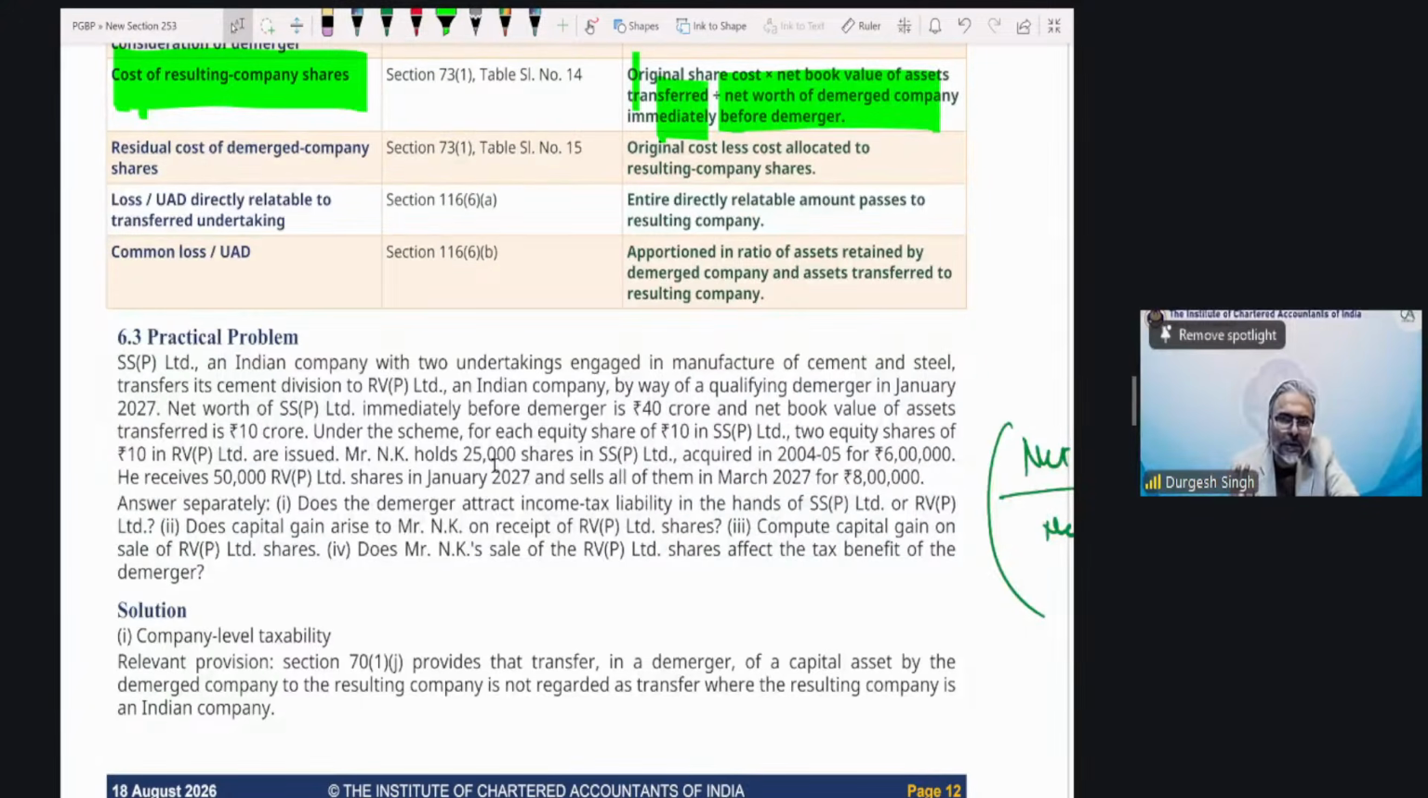Didn't I tell you just now? Both at the entity level as well as at the shareholder level, this demerger is not a taxable transfer, and therefore that is what you're going to say. Point number one. What about point number two? Does capital gains arise to NK on receipt of RV Private Limited shares? We have seen that capital gains doesn't arise on receipt of it. Again, it is not a taxable transfer.